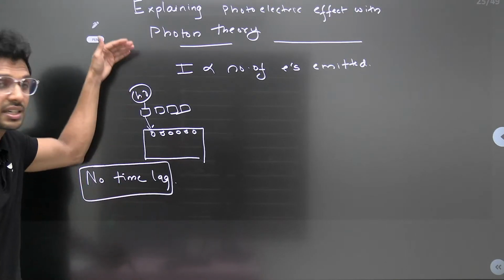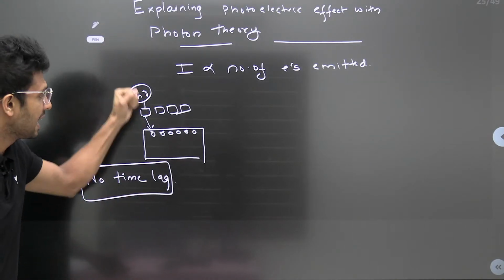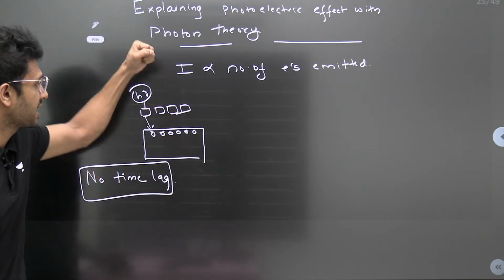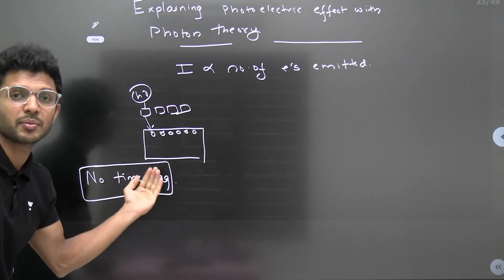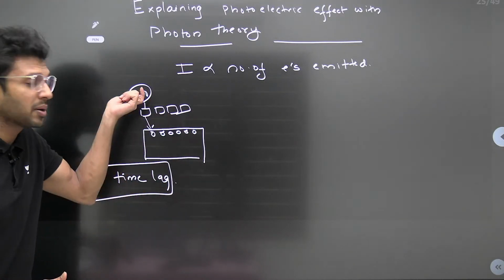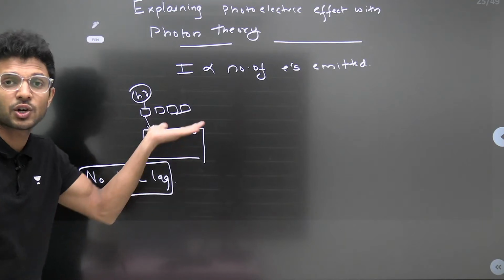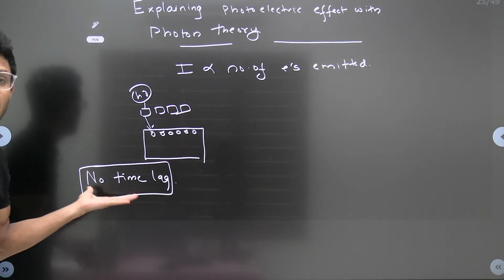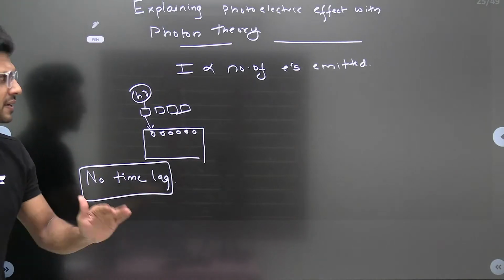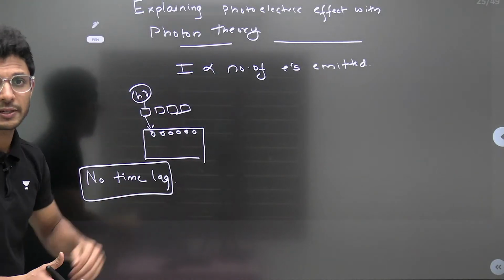Why? Because the moment light falls on it, a photon comes, it will be striking out an electron. Photoelectric effect happens. Another photon comes, it will be striking out another electron from here. समझ में आ गया? मतलब the moment photons fall on it, electrons are being emitted. There is no time lag. So whatever was observed, that is explained. First thing. Second thing, how can we explain this part?